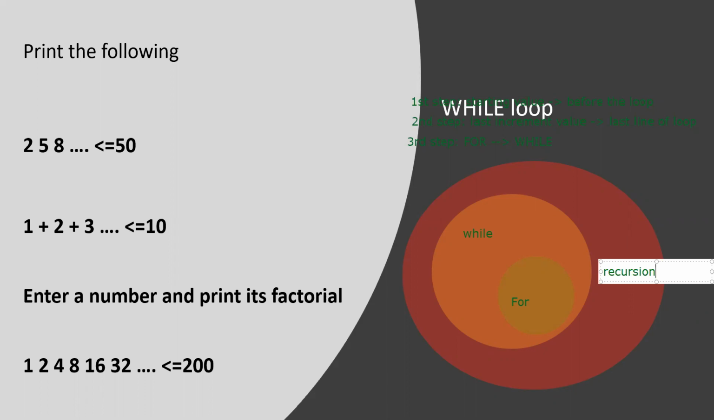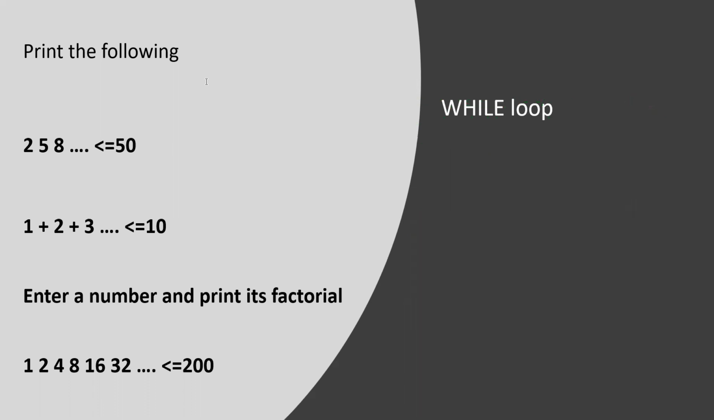There are some problems that can be solved by a while loop, but obviously cannot be solved by a for loop. And the last part, which we will learn later, not now, is recursion. So recursion covers more area than for and while. Okay, so let me check if I can solve this problem, 1, 2, 4, 8, 16, 32 till 200, by using a for loop or not.